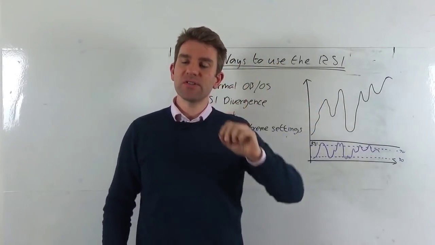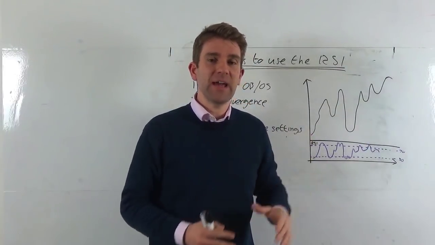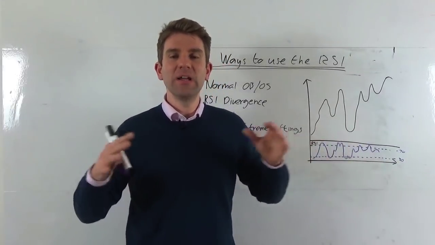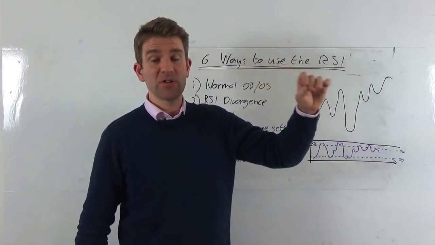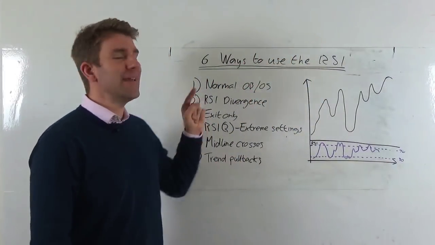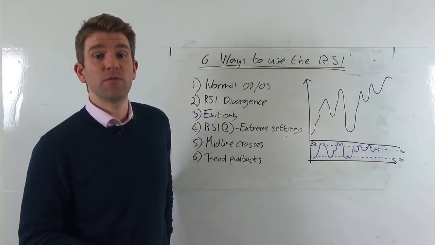Okay, so RSI, pretty useful indicator. It's from the oscillator family of indicators, very similar to Stochastics, similar to CCI, that kind of thing. The idea is to move to an overbought, an oversold condition. I've done other videos on RSI before. This one, however, we're going to talk about 6 different ways that we can use the RSI because it's a pretty flexible and useful indicator.